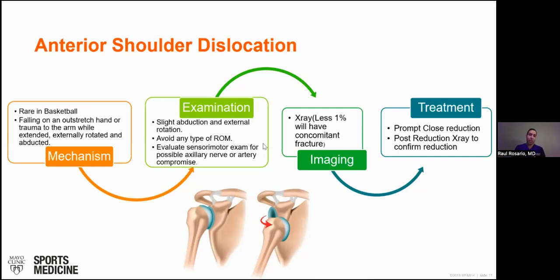On examination, definitely you're going to see a deformity in the shoulder. The patient will not move the shoulder and will try to avoid any type of movement, including external rotation. And we have to check for possible vascular compromise or nerve injuries.